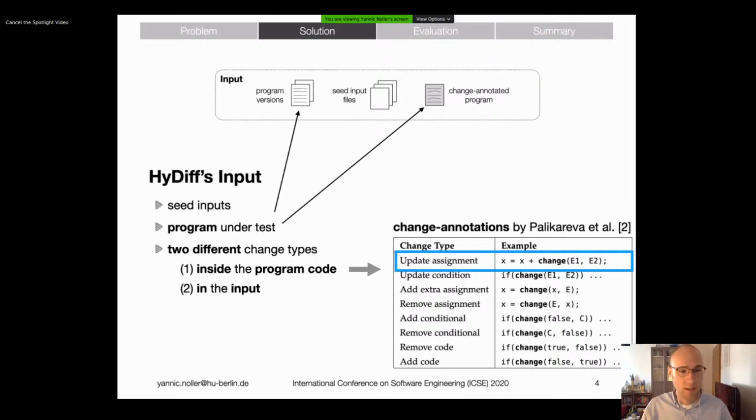The second type of changes happens in the input, and this is necessary for side channel analysis and also the robustness analysis of neural networks. And here we also apply a similar notion as this change annotation. So we also have this change function call, but now we do not represent old and new versions, but we have two inputs, which we then merge into one input.